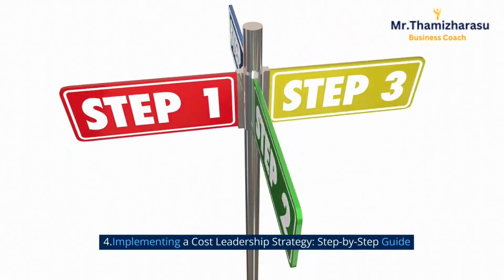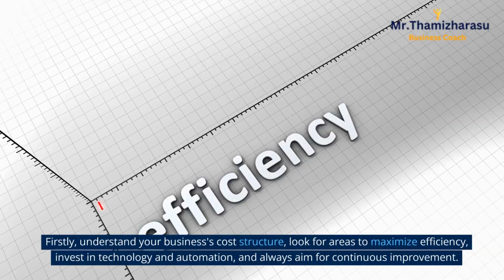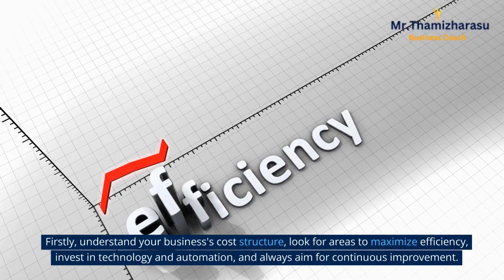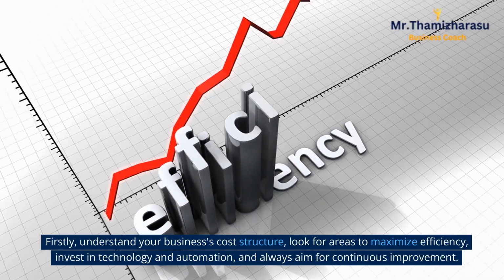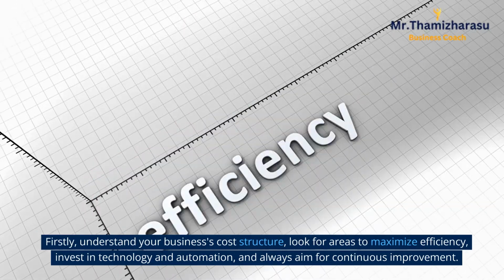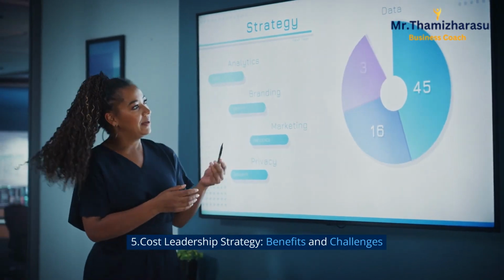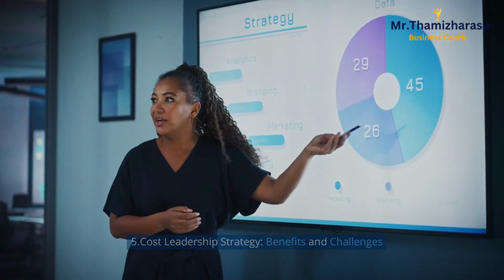4. Implementing a cost leadership strategy, step-by-step guide. Firstly, understand your business's cost structure, look for areas to maximize efficiency, invest in technology and automation, and always aim for continuous improvement.